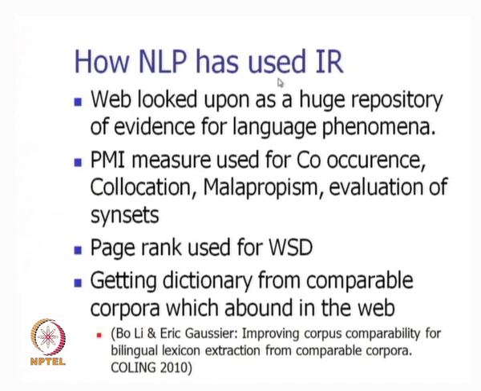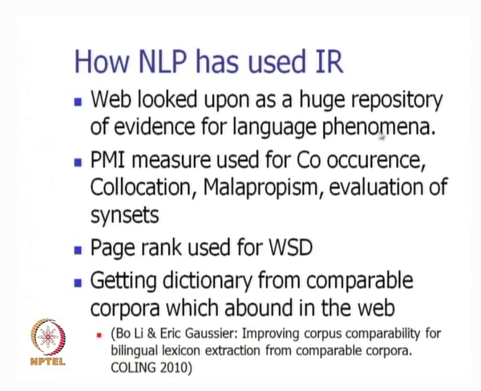So, we go back to our discussion of the relationship between natural language processing and information retrieval, NLP and IR relationships. First question is how natural language processing has used information retrieval. NLP has used IR in the following way. Web is looked upon as a huge repository of evidence for language phenomena. Web is full of text, there are lots of corpora, utterances of people, writings of writers, writings of common men, writings of people from different languages, different backgrounds.